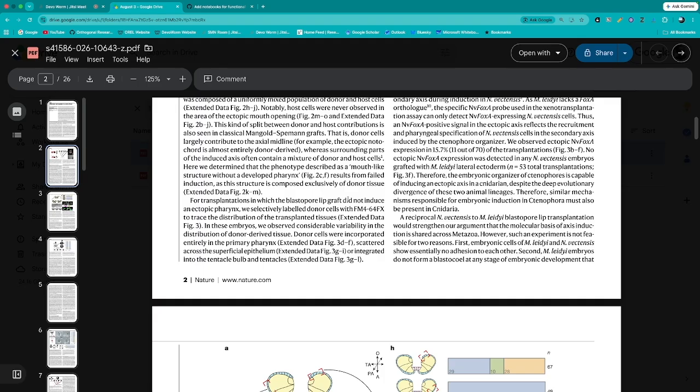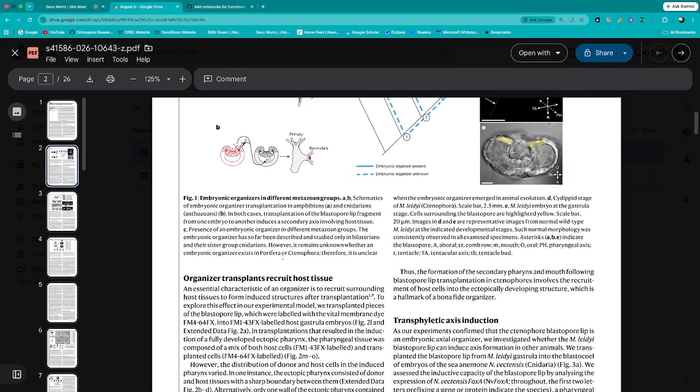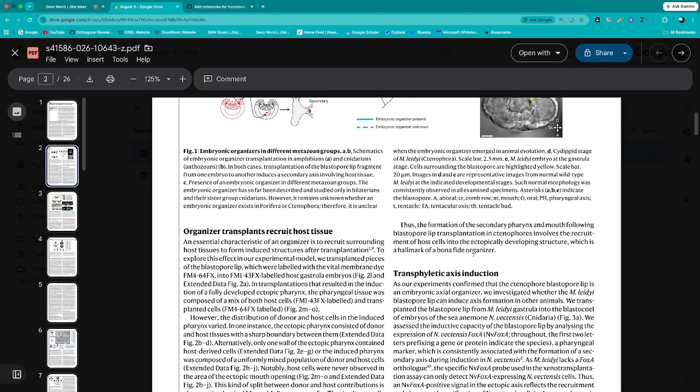For transplantations in which the blastoporal lip graft did not induce an ectopic pharynx, we selectively labeled donor cells to trace the distribution of the transplanted tissues. In these embryos, we observed considerable variability in the distribution of donor-derived tissue. Donor cells were incorporated entirely in the primary pharynx, scattered across the superficial epithelium, or integrated into the tentacle bulb and tentacles. Thus, the formation of the secondary pharynx and mouth following blastoporal lip transplantation in ctenophores involved the recruitment of host cells in the ectopically developing structure, which is the hallmark of a bona fide organizer.